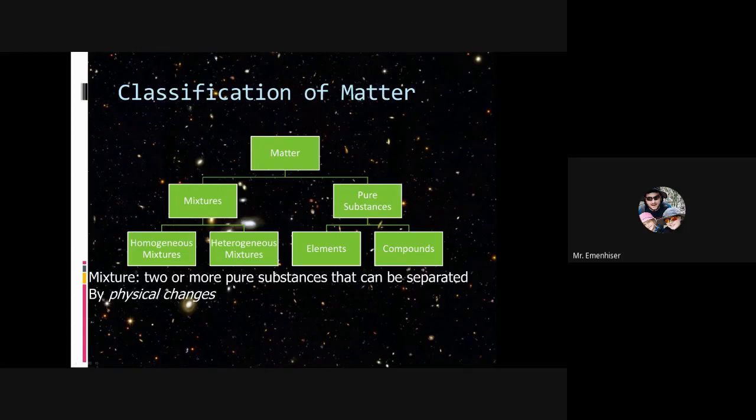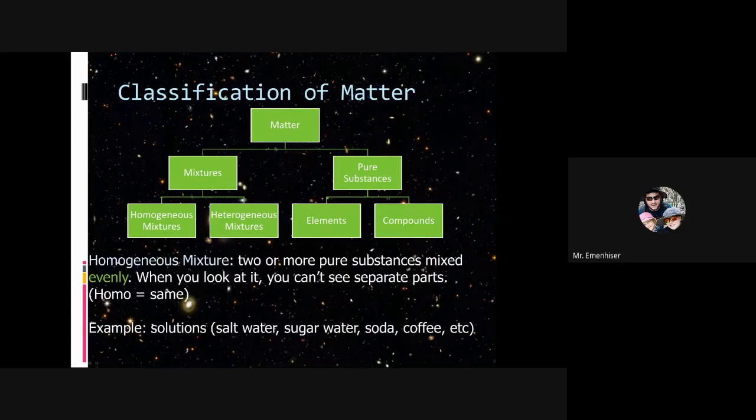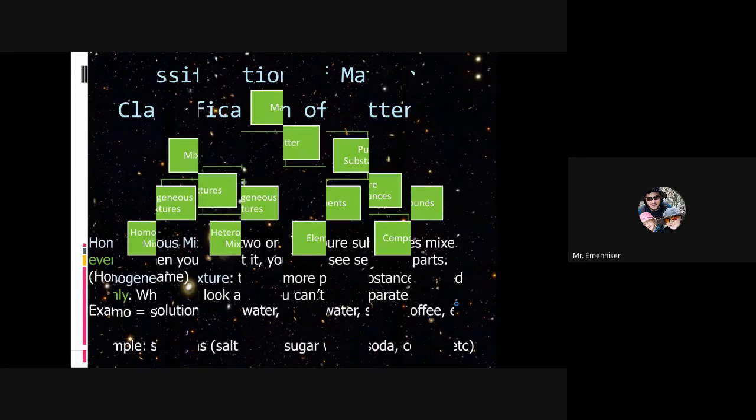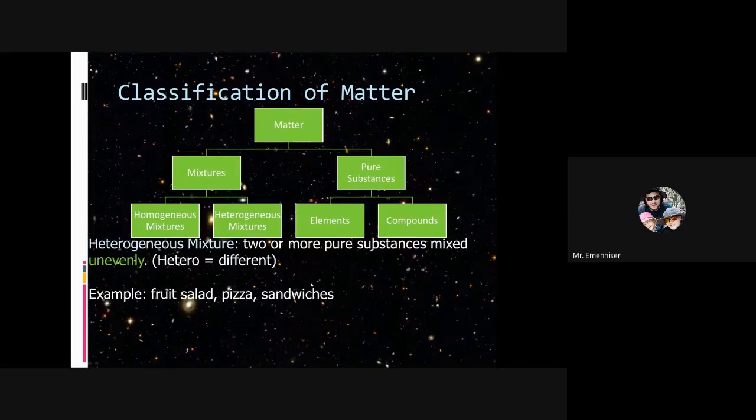Mixtures are two or more pure substances that can be separated by physical changes. A homogeneous mixture is where two or more pure substances are mixed evenly, so when you look at it, you can't see separate parts. That means same. An example would be a solution: salt water, sugar water, soda, coffee. Heterogeneous mixtures are two or more pure substances mixed unevenly. An example would be a fruit salad, pizza, sandwiches, cookies, where you look at it and you can see the two different things.